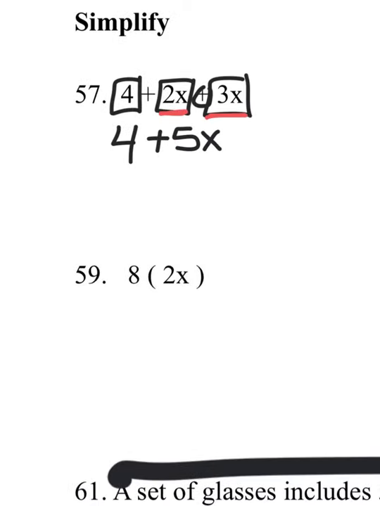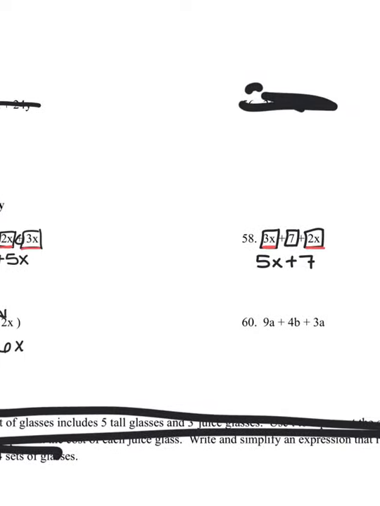For 59, this is going to be the distributive property. So I'm going to do 8 times 2x. 8 times 2 is 16, and I just bring down my variable to give me 16x. Can't do anything more. We just leave it as it is.